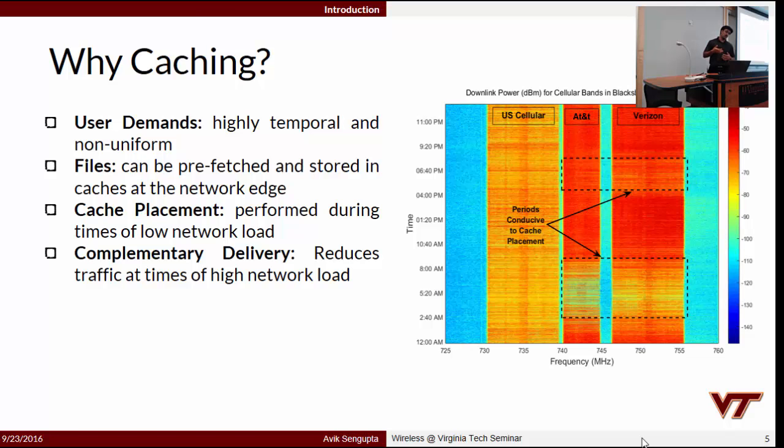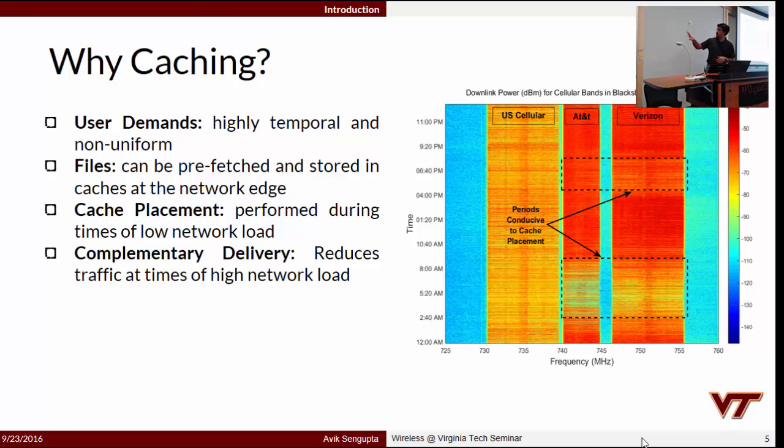And so after you place some content at the users, you hope that the users request some of these popular contents. So you need to be careful and smart about what you place. And once you have placed such content, you want to make sure that the users request those contents and you make a complementary delivery during times of high load so that you reduce load on the backhaul network. And that is where the load balancing comes in.